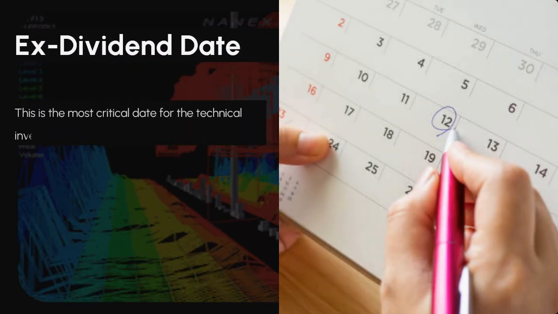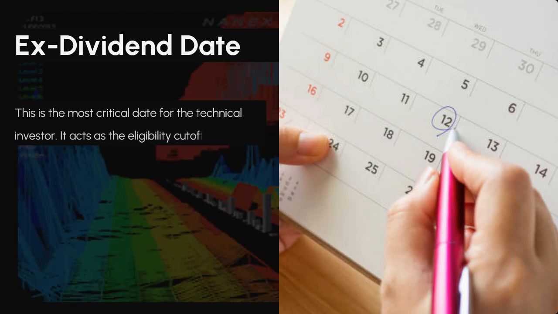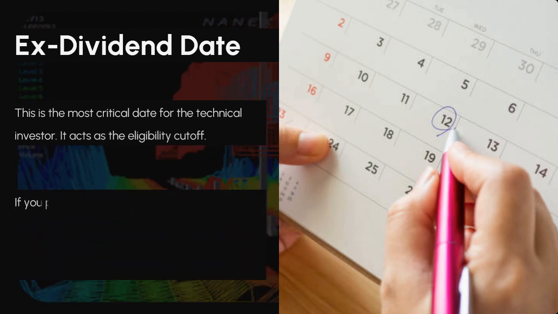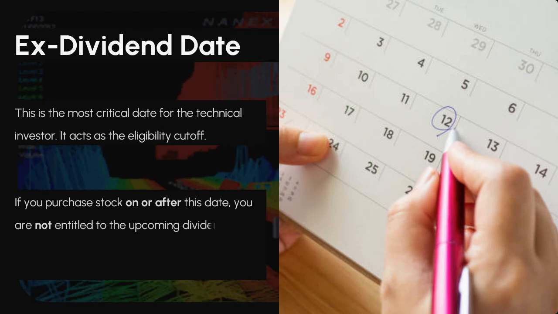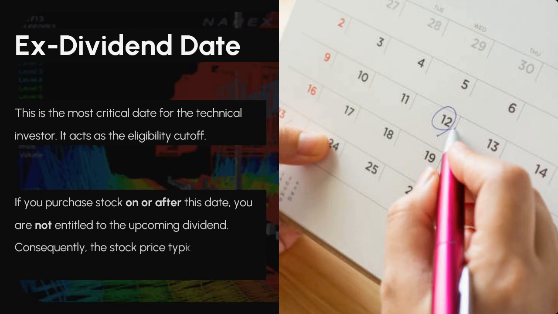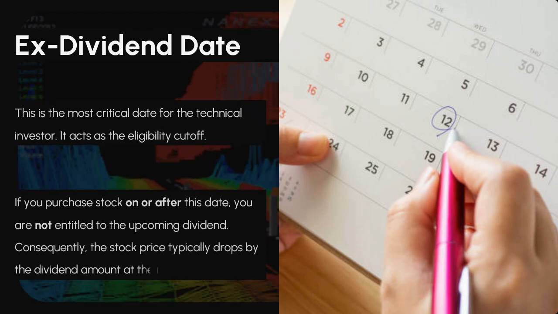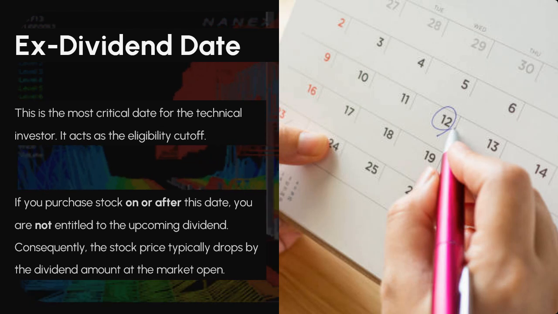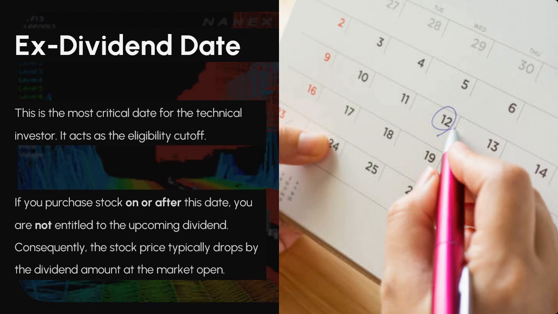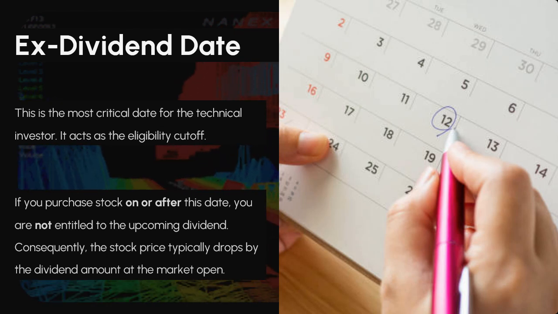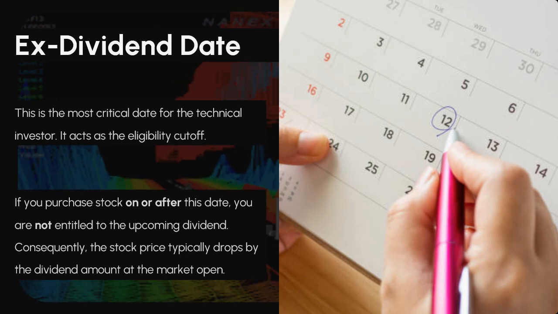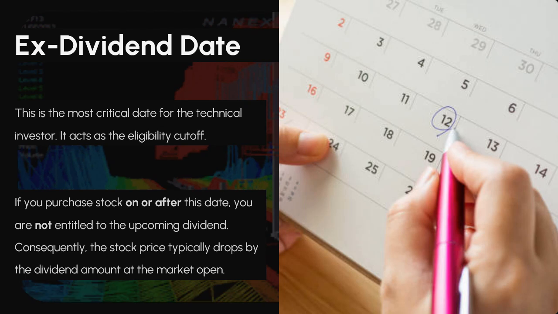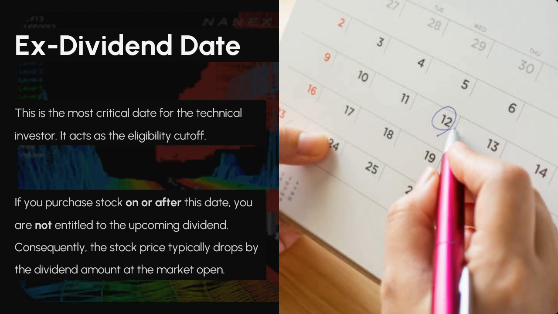Ex-dividend date. The ex-dividend date is the investor's cutoff. Due to stock settlement rules, if you purchase stock on or after this specific date, you are purchasing it ex, or without, the right to receive the forthcoming dividend. This date is so powerful that, typically, the stock price will adjust downward by the exact dividend amount at market open, reflecting the value that has left the company's treasury.